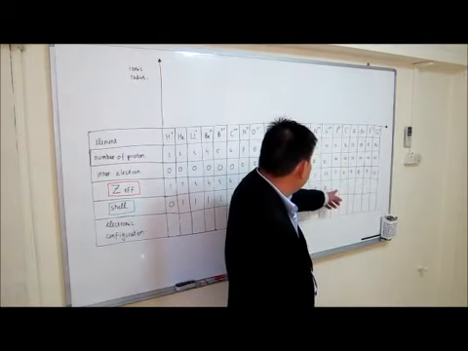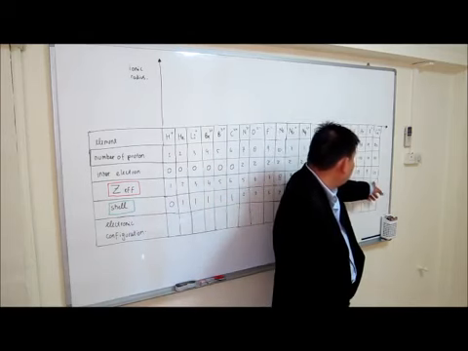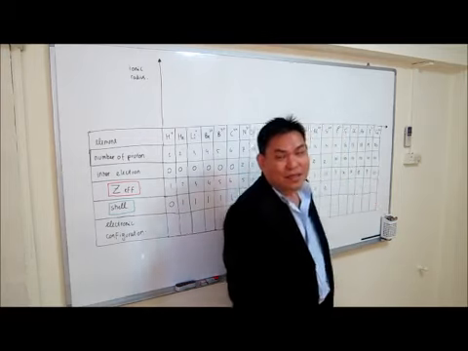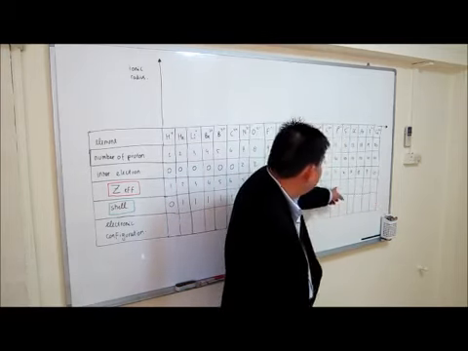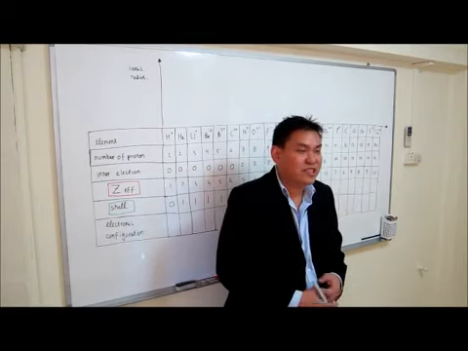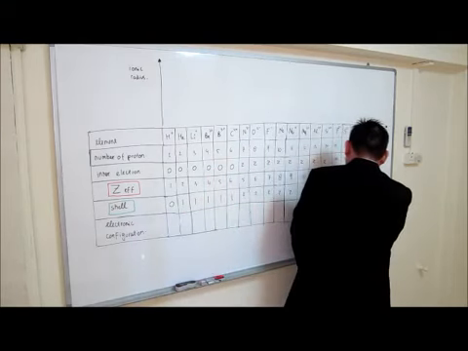From phosphorus 3 minus all the way to calcium 2 plus, all of them have 18 electrons each: 2 on the first shell, 8 on the second shell, and 8 on the third shell. So they have 3 shells.